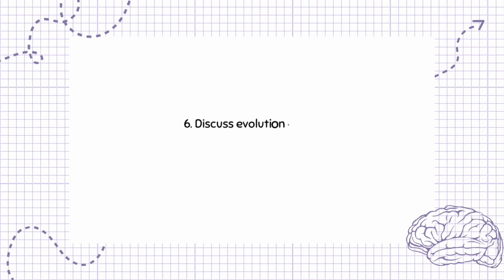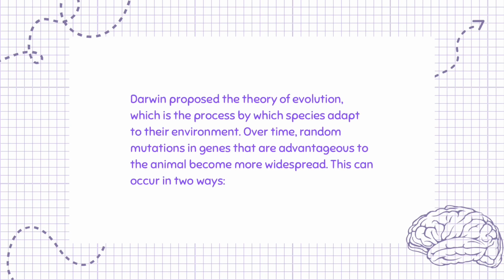Question 6. Discuss evolutionary explanations for partner preferences. 16 marks. Darwin proposed the theory of evolution, which is the process by which species adapt to their environment. Over time, random mutations in genes that are advantageous to the animal become more widespread. This can occur in 2 ways.